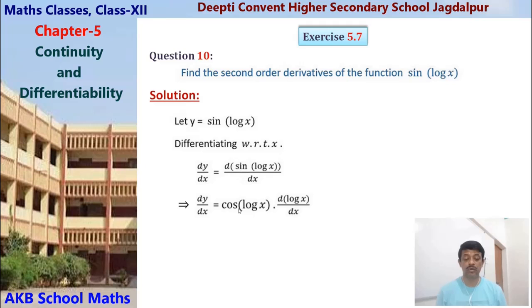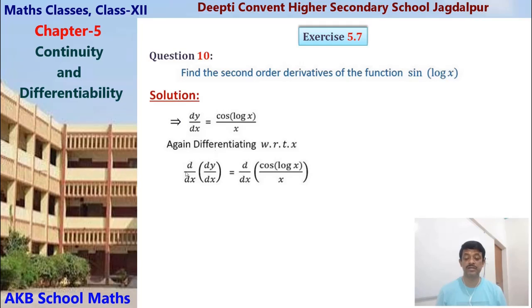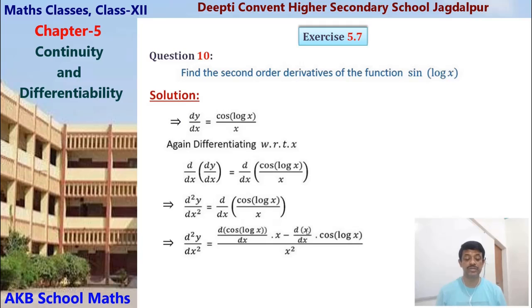The derivative of sin of log x gives cos log x, and the derivative of log x is 1 by x, that is cos log x by x. This is the first derivative. Now we have to differentiate it again with respect to x. Left side is this, right side is d by dx of this, using the u by v division formula. Clear? On the left-hand side, d2y by dx square.